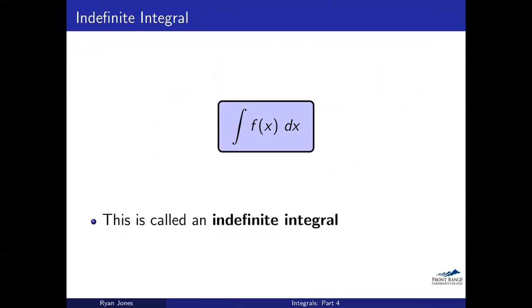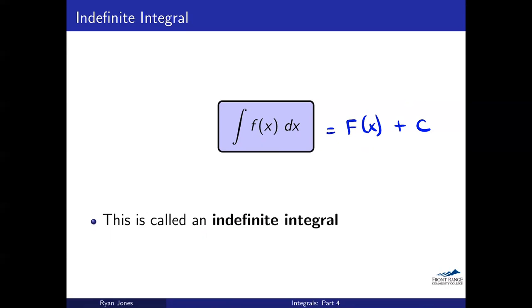And that's because we always end up having whatever our answer is plus c. And remember that plus c stands for an infinite number of constants that you could theoretically add on to the end of this integral and it would still be correct. And so we don't have a definitive answer, so we call it an indefinite integral.